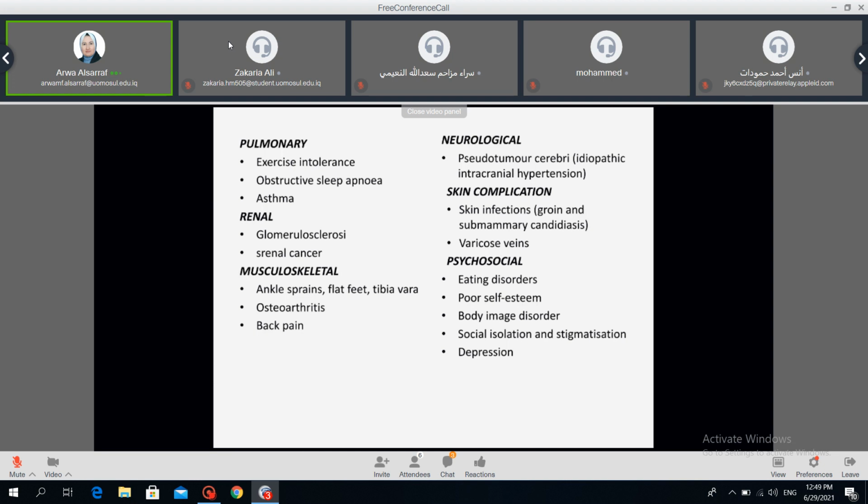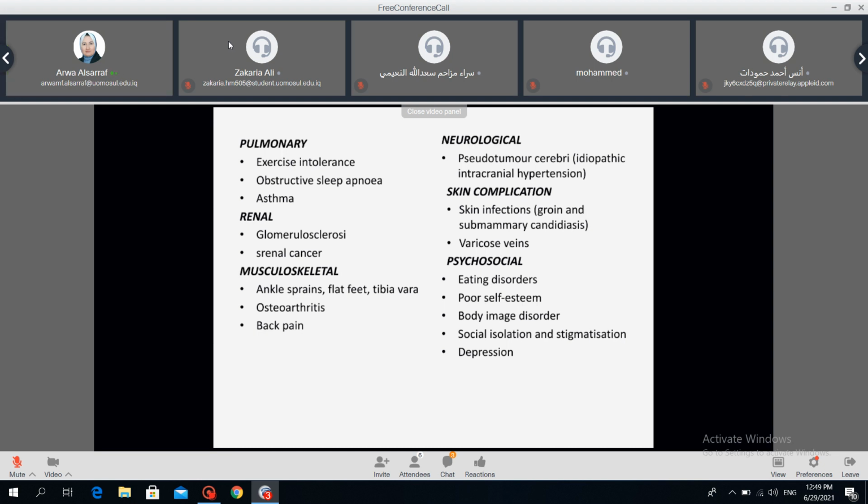Skin complications are also well known. They are liable to get skin infections, especially in the groins and submammary area because of sweating. So also they are liable to get candidiasis. Also, they are liable to develop varicose veins, because of their heavy body weight.